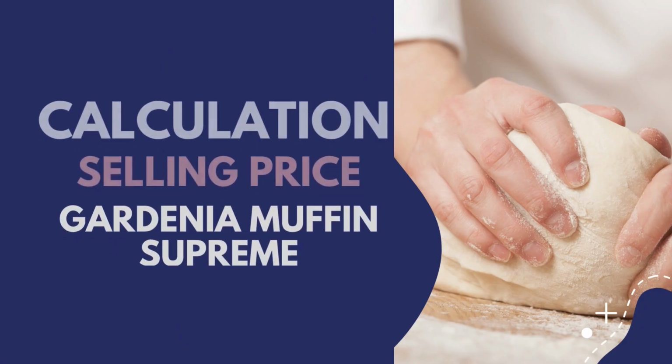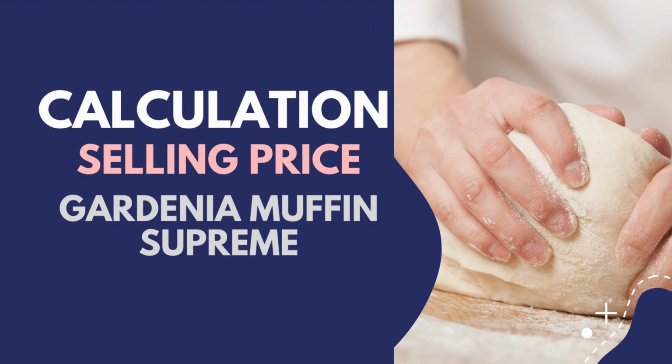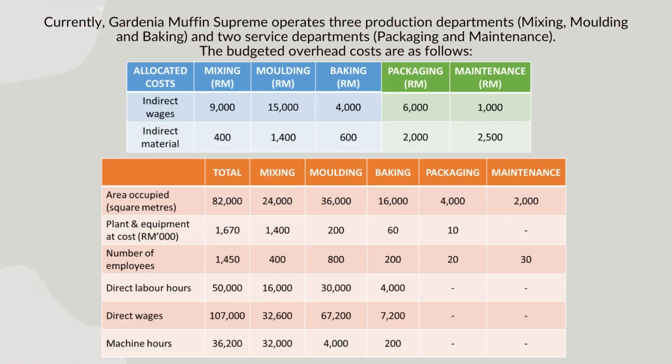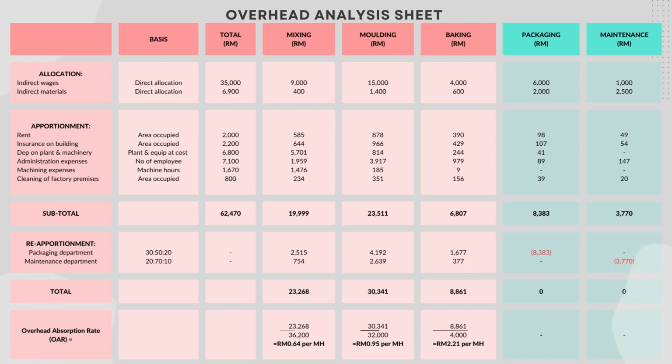Now let's calculate the selling price of Gardenia Muffin Supreme. Every day, Gardenia produces 35,000 packs of Gardenia Muffin Supreme. The following data relates to the job. Currently, Gardenia Muffin Supreme operates 3 production departments: mixing, molding and baking, and 2 service departments: packaging and maintenance. The budgeted overhead costs are as follows. This is an overhead analysis sheet for Gardenia Muffin.